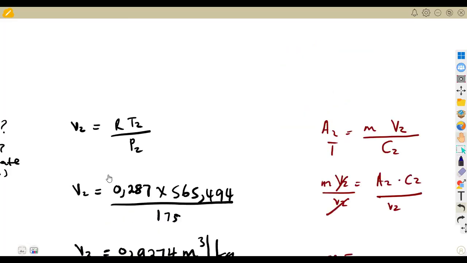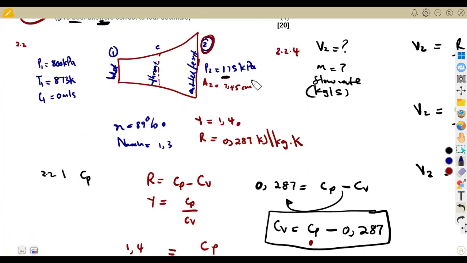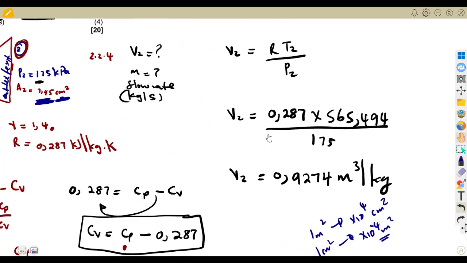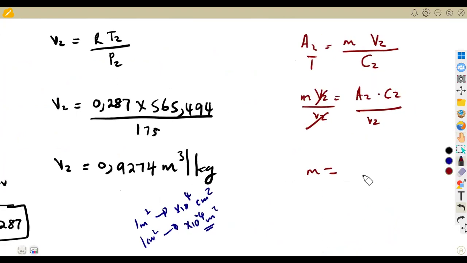Remember, guys, from the information that we took here, our area was in square centimeters. This is our area, 7.45 square centimeters, our area 2. So this area must be in what? Square meters. You multiply by 10 to the exponent of -4. So that's the area at the exit, which is 7.45 times 10 to the exponent of -4, times the speed at the exit. Remember, we calculated that.